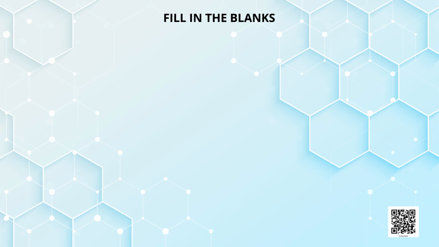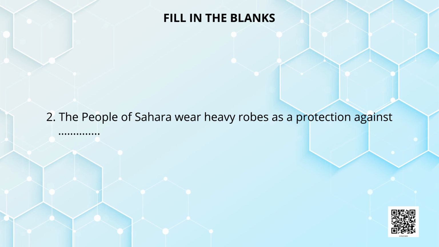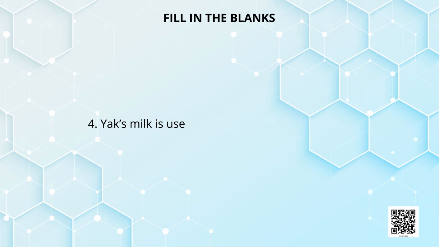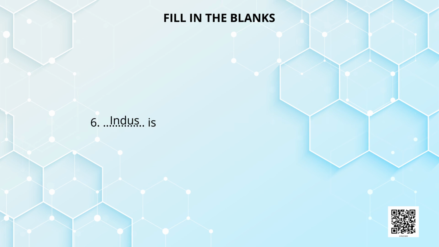Alright, let's fill some blanks now. Sahara Desert touches the boundaries of 11 countries. The people of Sahara wear heavy robes as a protection against dust storms and hot winds. Ladakh is enclosed by the Karakoram range in the north. Yak's milk is used to make butter and cheese. Leh is connected to Kashmir through Zojila Pass. Indus is the most important river of Ladakh.